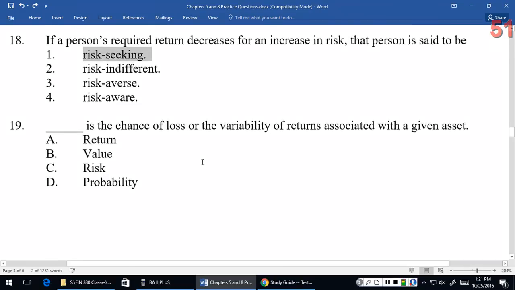All right, number 19. Blank is a chance of loss or the variability of returns associated with a given asset. Risk. It's simply the chance of earning something other than what you thought you were going to earn. So it could be more or less. A lot of times we just think of risk in terms of earning less than we thought we were going to earn, but it should actually include earning more than we were going to earn.